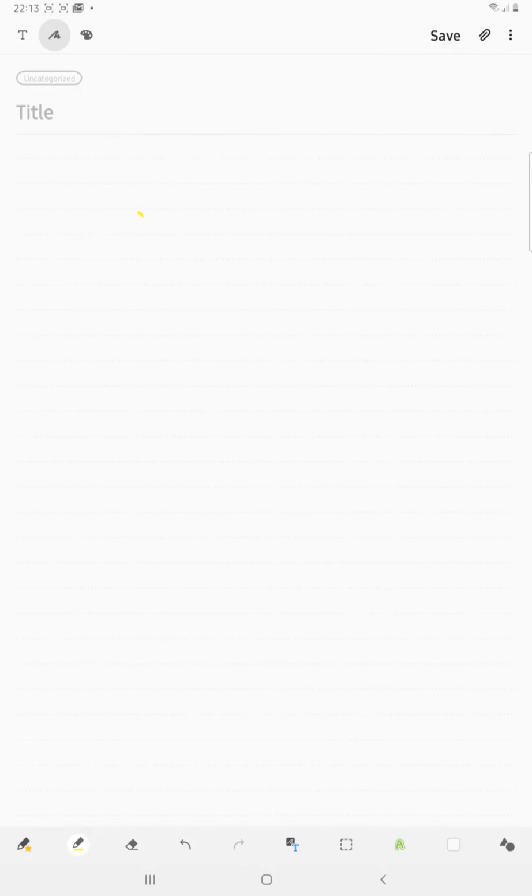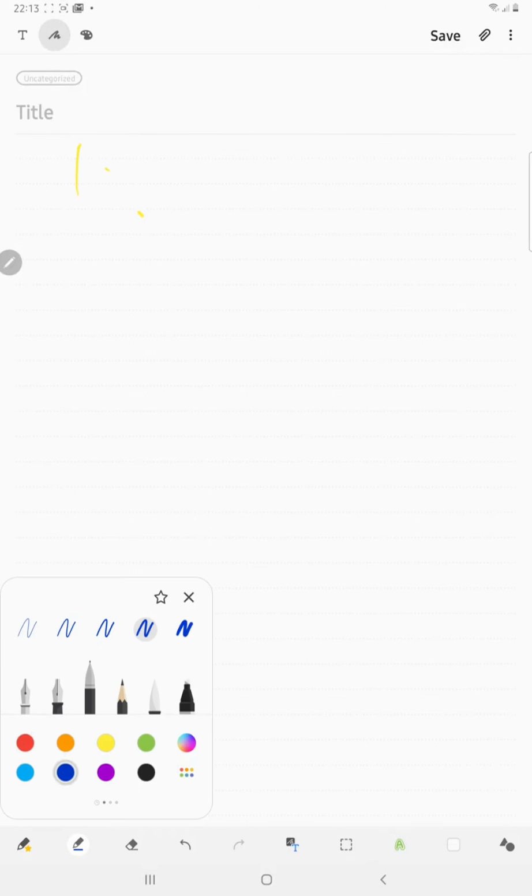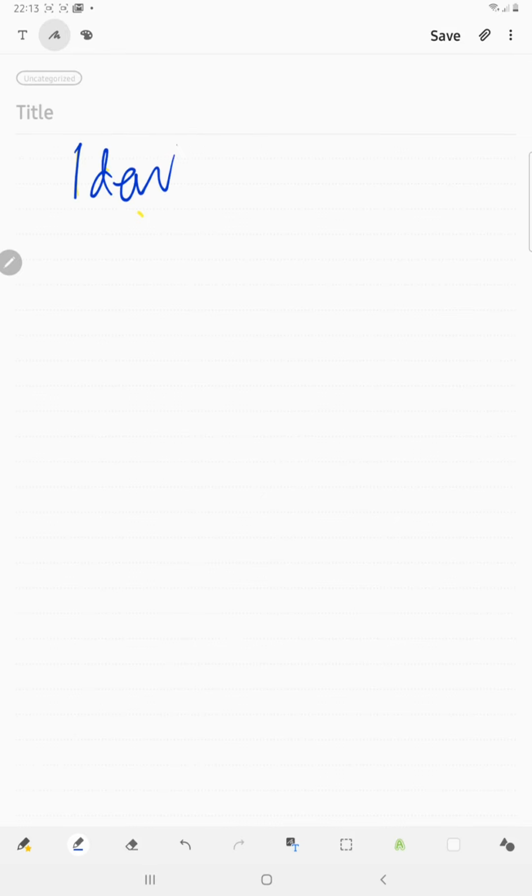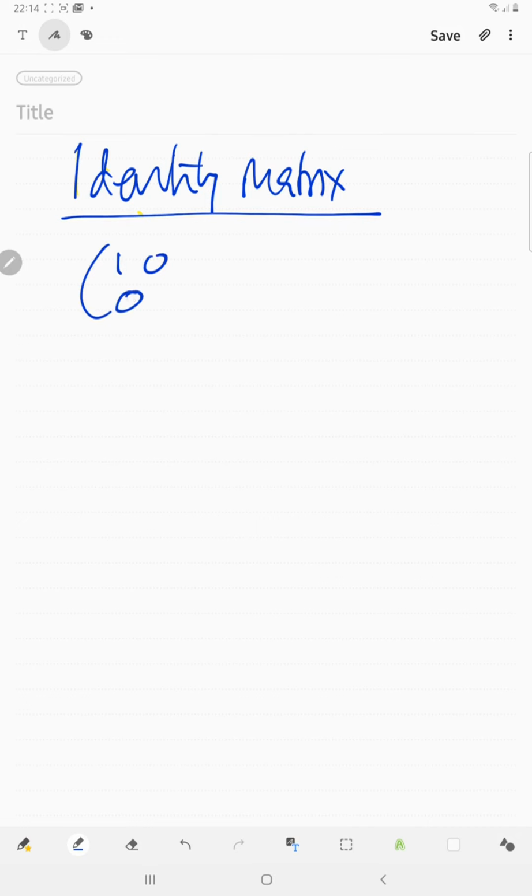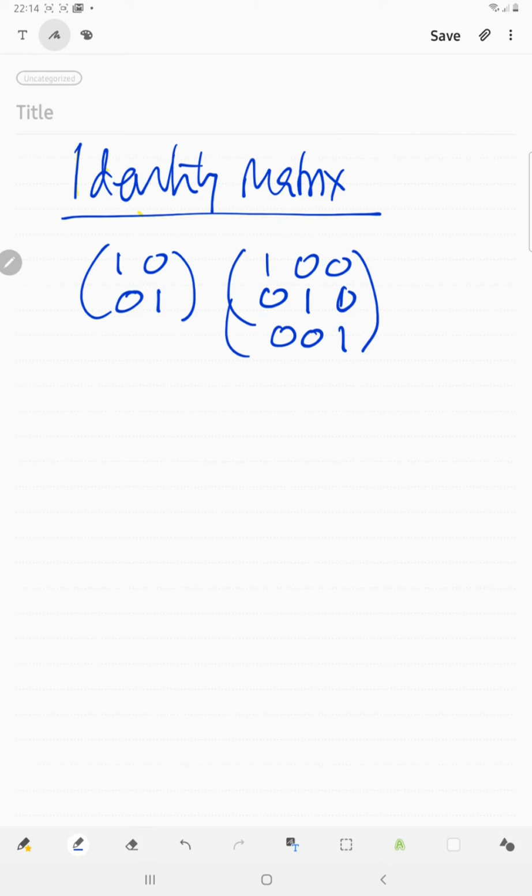Okay, in this section, we are going to look at an identity matrix. So an identity matrix is actually the matrix that normally has trailing ones. It could be 1 0 0, 0 1 1, or 0 0 1. So, this is what is called a 3x3 matrix, and this one is a 2x2 matrix.